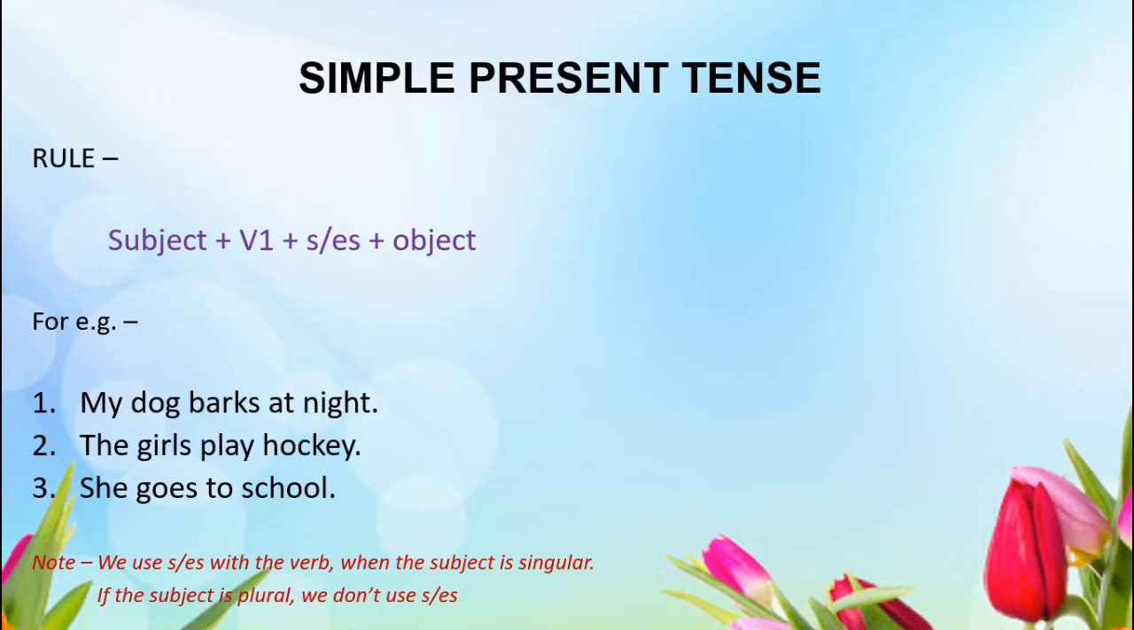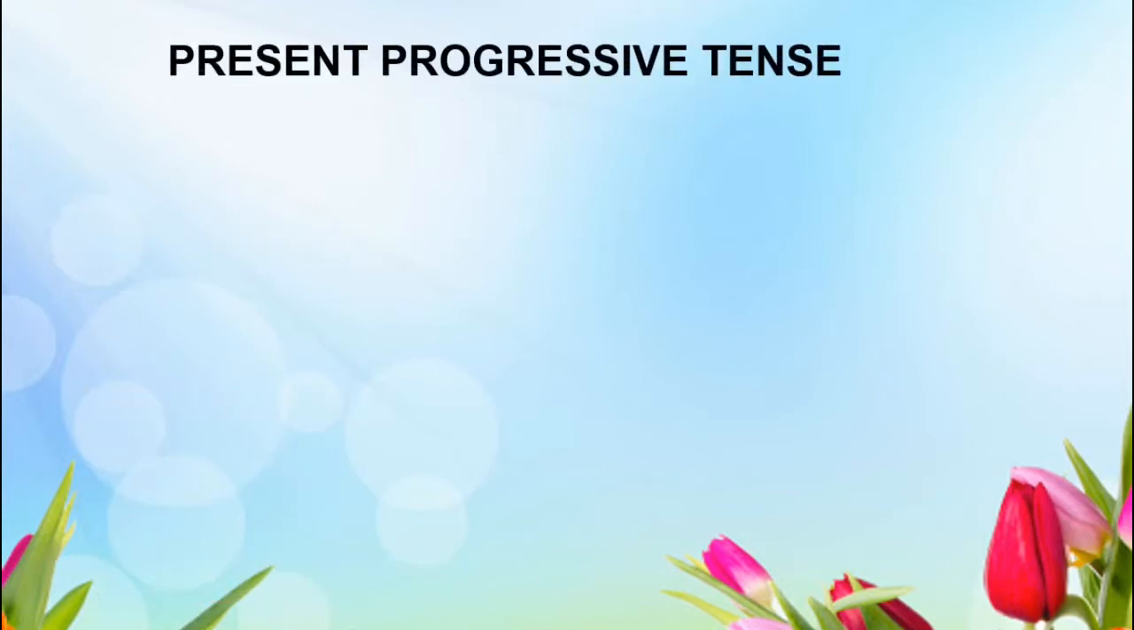Let's now move to present progressive tense or the present continuous tense. The rule of writing a sentence in present progressive tense is subject plus is or am or are plus first form of the verb plus ing plus the object. Repeat with me. Subject plus is or am or are plus first form of the verb plus ing plus the object.